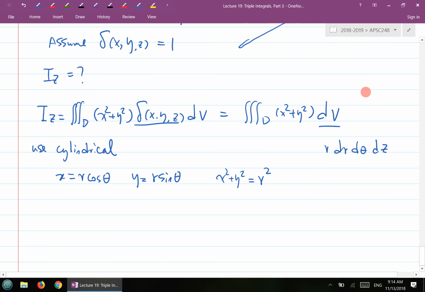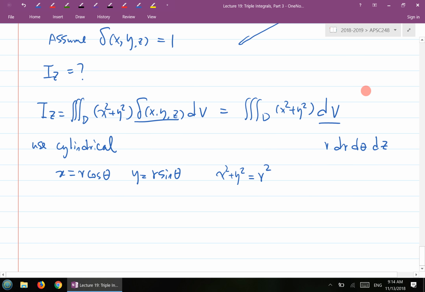Finally, putting things together, then we try to find the limits. So Iz equals the triple integral of r squared times r. Now dr, d theta, dz for cylindrical, remember the order: we typically follow dz, dr, d theta. Not that you can't use the other order, but dz, dr, d theta should be enough for most cases. So now let's find the limits for z, r, theta.